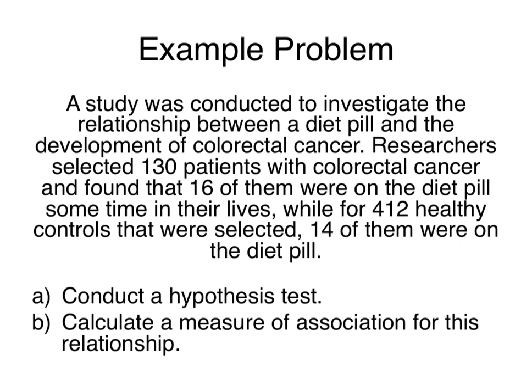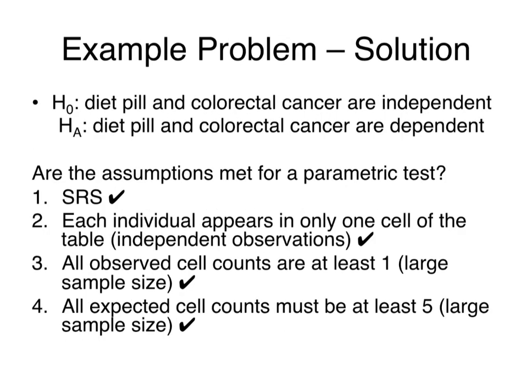So we can see that the explanatory variable, being on the diet pill, yes or no, is categorical, and the outcome, development of colorectal cancer, yes or no, is categorical. So the ideal hypothesis test, assuming the data meets the assumptions, is a chi-square test. The null hypothesis is that the diet pill and colorectal cancer are independent. The alternative hypothesis is that the diet pill and colorectal cancer are dependent.